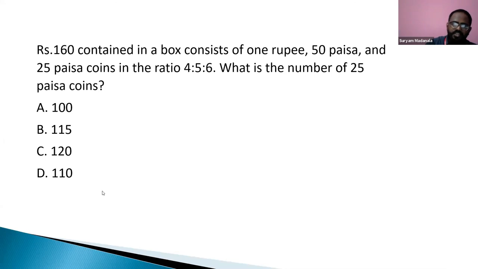Sandhya, did you crack this? Okay, wonderful. So I don't want to waste time because I have to work on the strategies also.